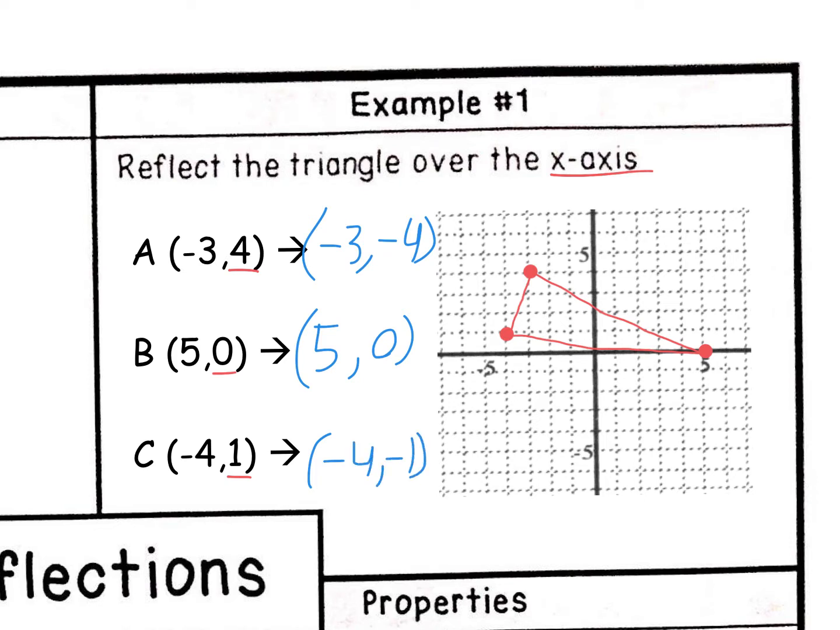Let's go ahead and plot those out. And we'll pretend all of our dots are nice and straight. So that's our 5, 0. Then -3, -4, and -4, -1. Connect those dots to give us our reflected triangle, reflected over the x-axis.